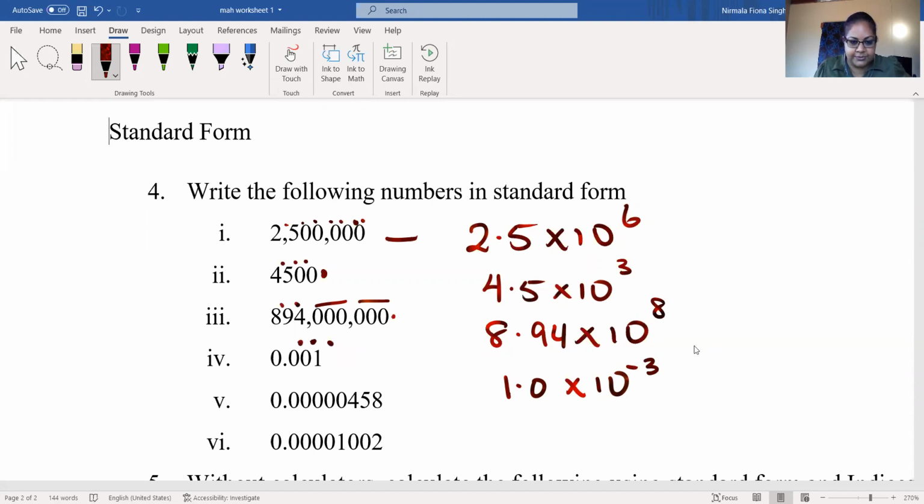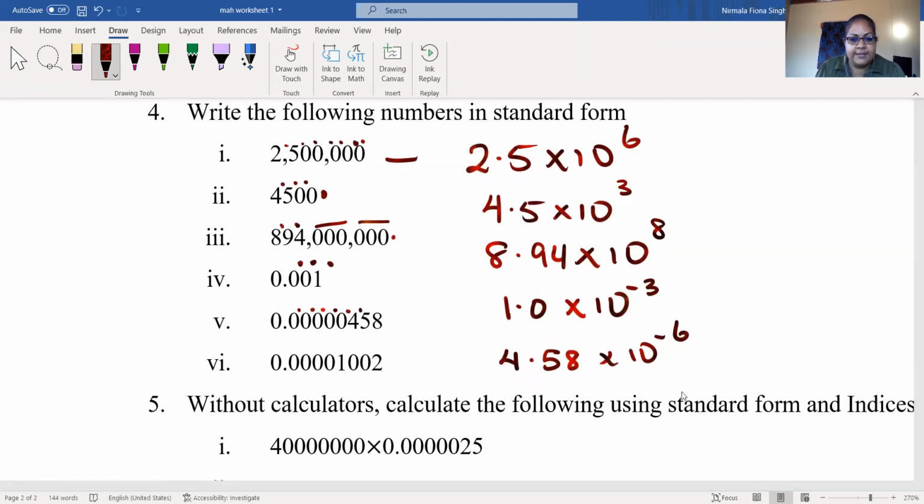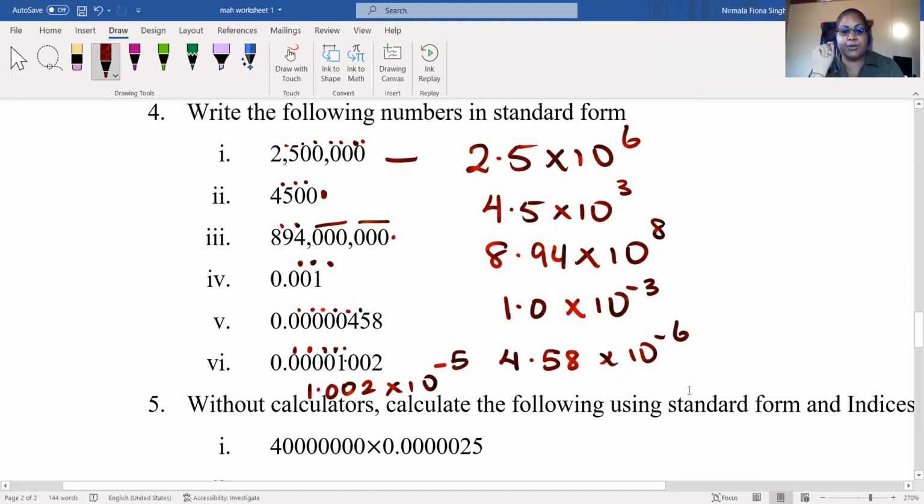For this one, we can see that our number, to make it a number between 1 and less than 10, is 4.58, and now we check. Unfortunately, there is no comma involved in long decimal numbers, so you have to check it. So let's check. 1, 2, 3, 4, 5, 6. By 10 to the minus 6. And the next one, this will make our number between 1 and less than 10, 1.002. By 10 to the minus, let me check, 1, 2, 3, 4, 5. So I hope for those of you who did the worksheet, that's how you get it out.